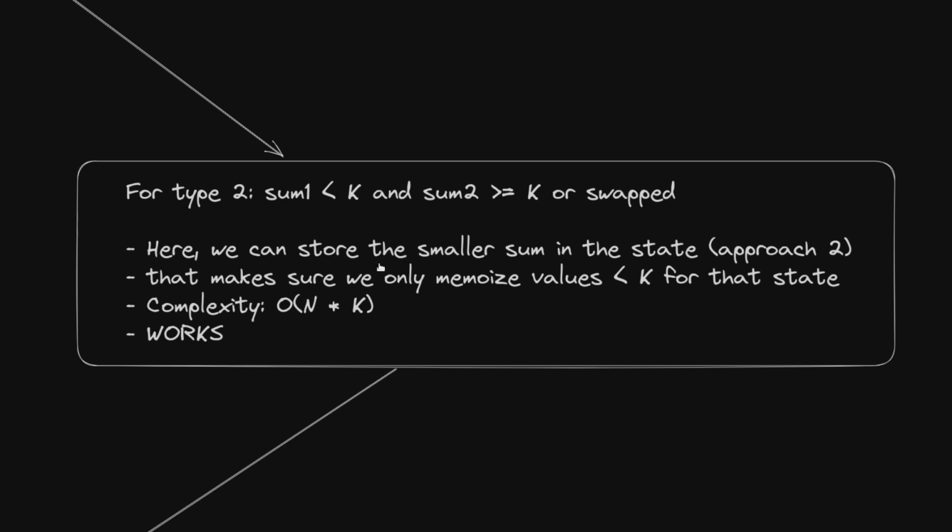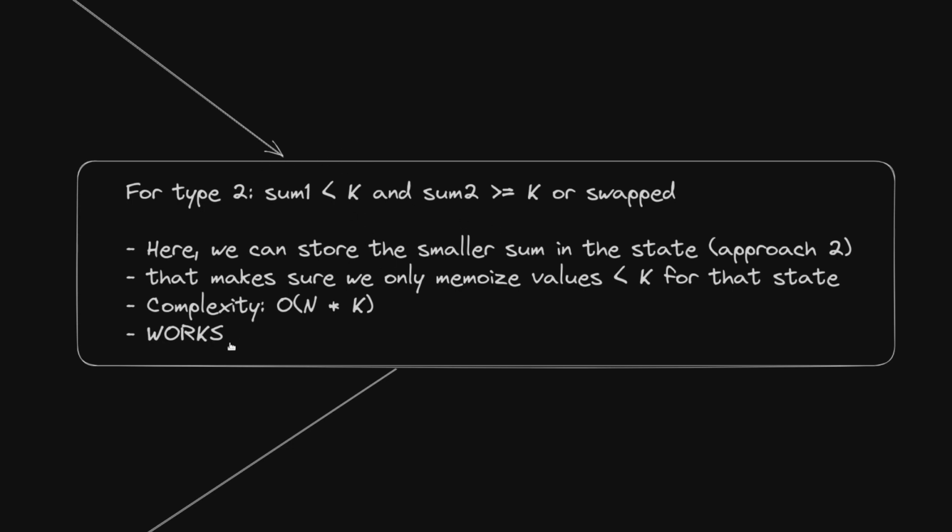So what we can do in this approach is store the smaller sum in the state using approach 2. That makes sure that we only memorize values up to k for that state, and the time complexity in this case will be order n times k. This was the trick here, to only memorize the smaller value among the two.